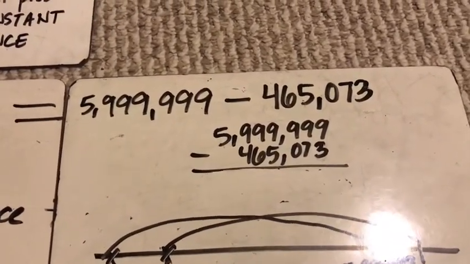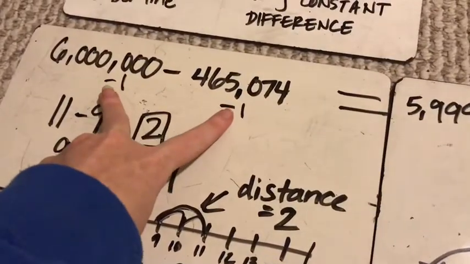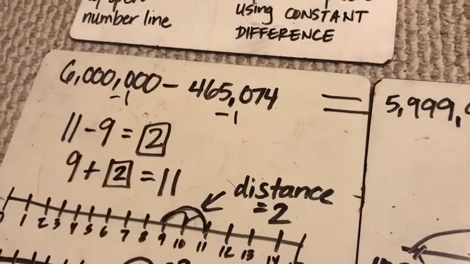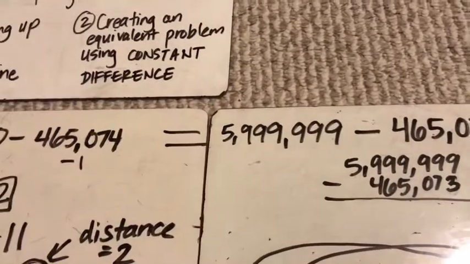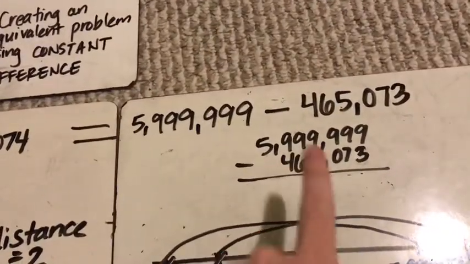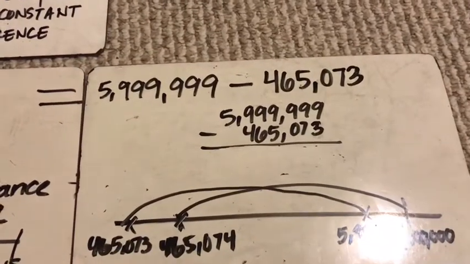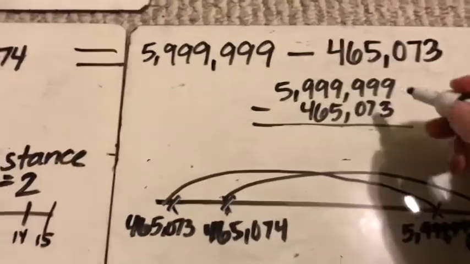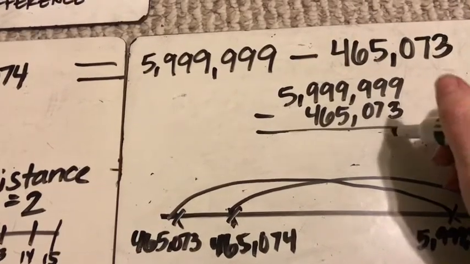5,999,999 minus 465,073. These two numbers are both 1 less than the two original numbers that I had, but since I changed them both in the same way, the distance or the difference between my new two numbers should be the same. So these problems should be equivalent. So now if I'm subtracting 465,073 from 5,999,999, there is absolutely no regrouping that I would need to do there. Woohoo! Watch how easy this is.